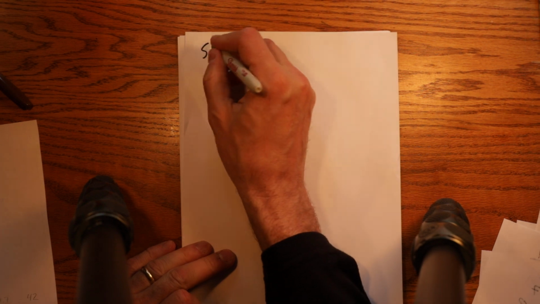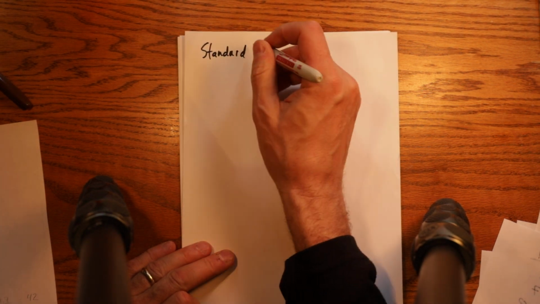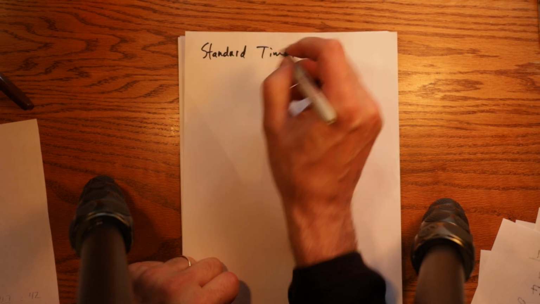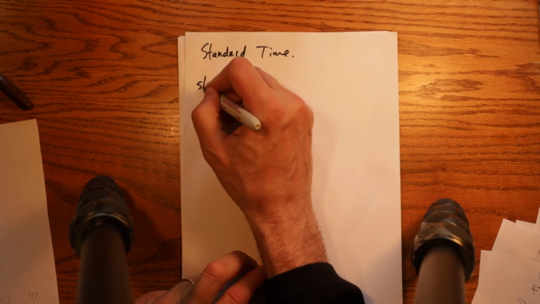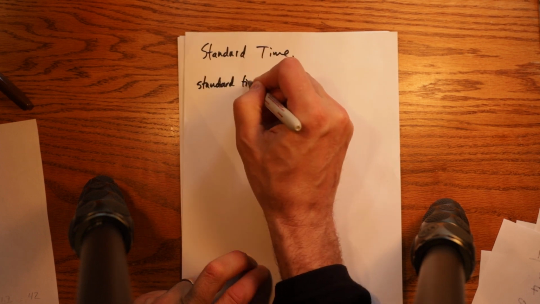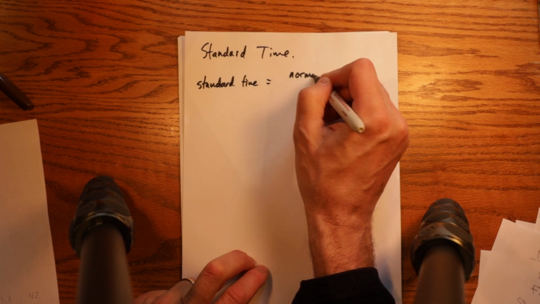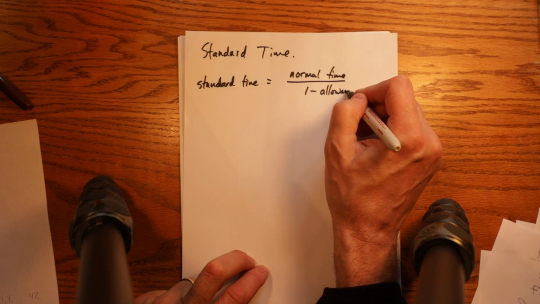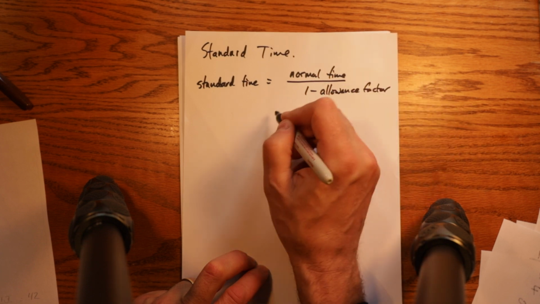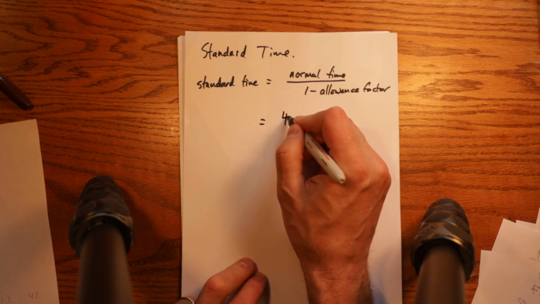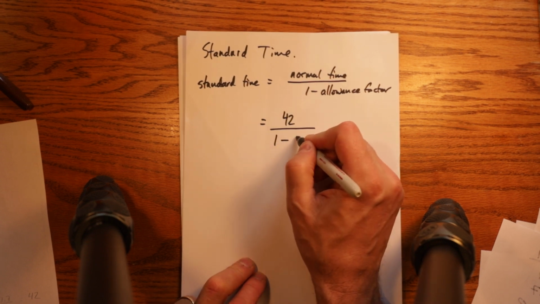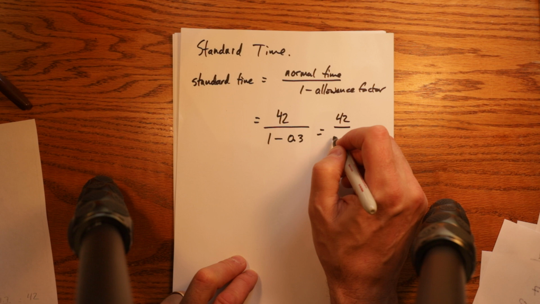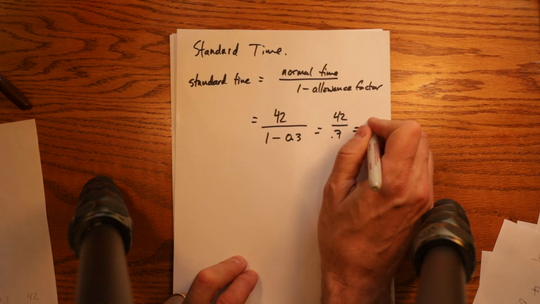The standard time is the time with the allowance factor included. So the standard time is equal to normal time over 1 minus the allowance factor. So it is equal to 42 over 1 minus 0.3, which is 42 divided by 0.7, which is equal to 60.